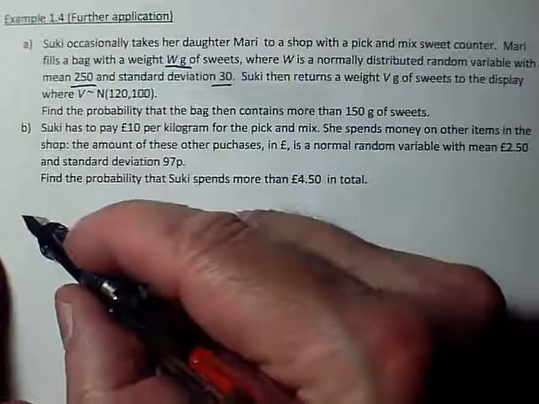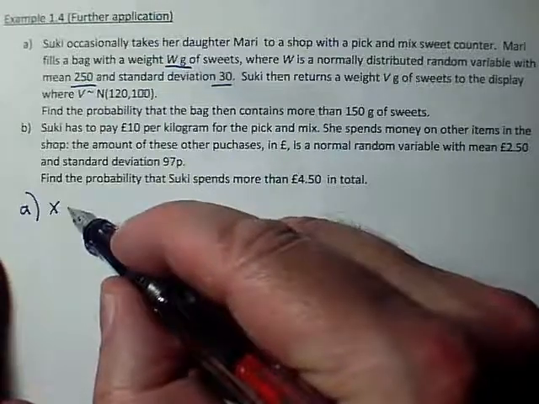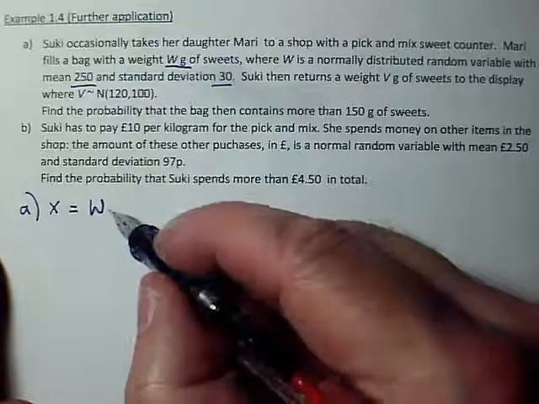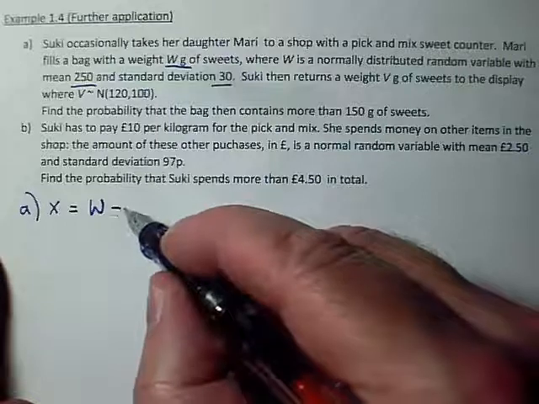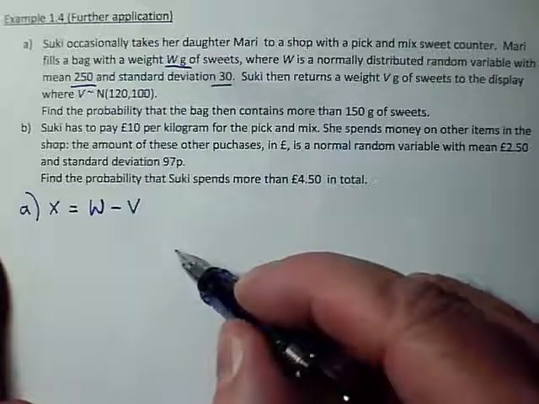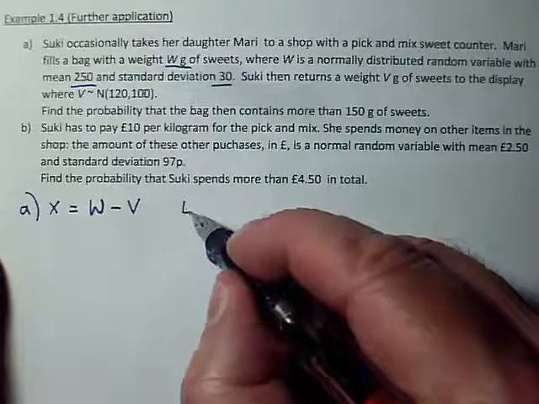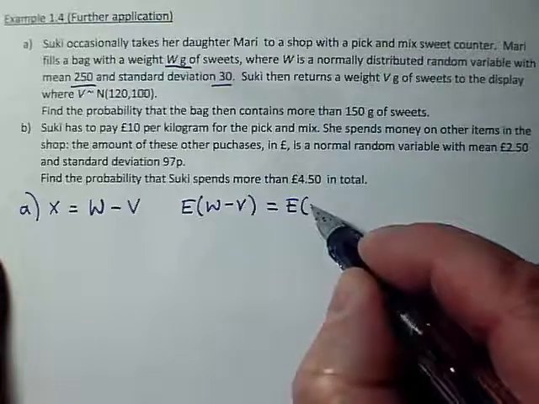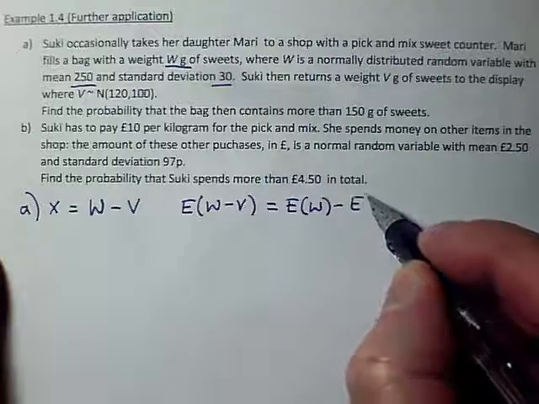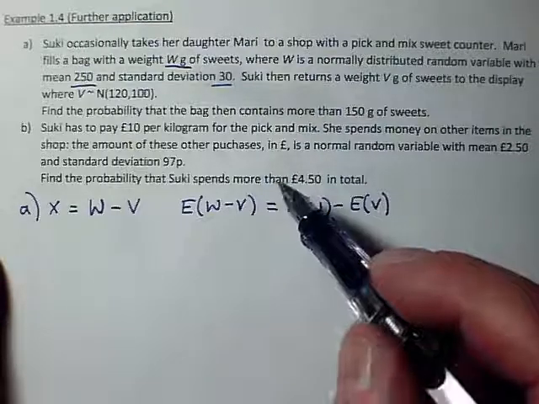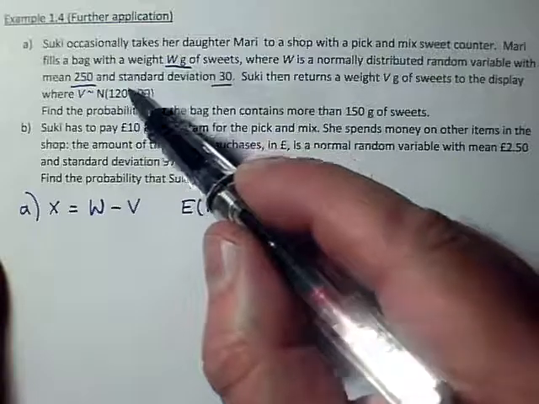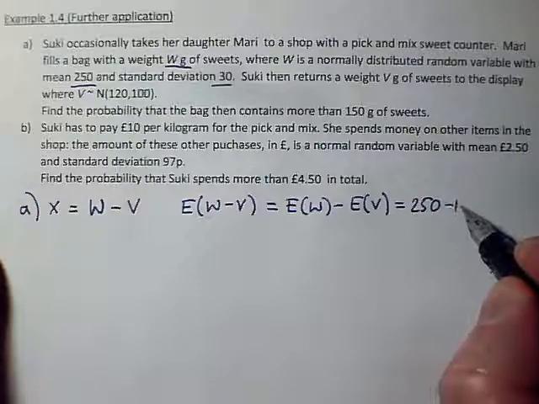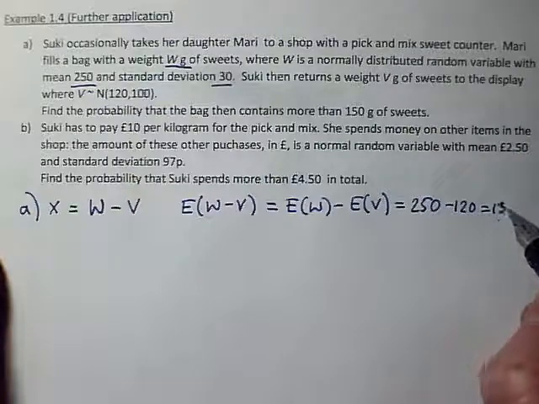So in part A, I'm going to set up my random variable. That's going to be the weight of sweets that were put into the bag, and then the mum took some out. So we are taking V away from W. Okay, so I need to get the expectation of W minus V, and the means work the way you'd expect. So that's the expectation of W minus the expectation of V, and the expectation of W is 250 and of V is 120. So it's 250 minus 120, which is 130.